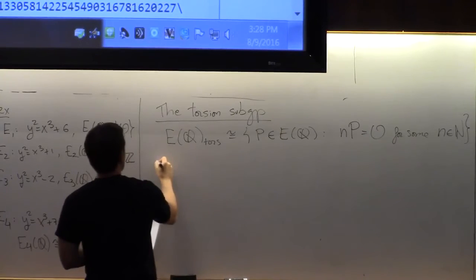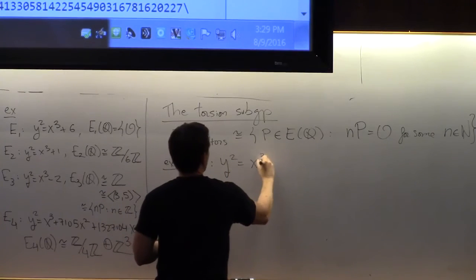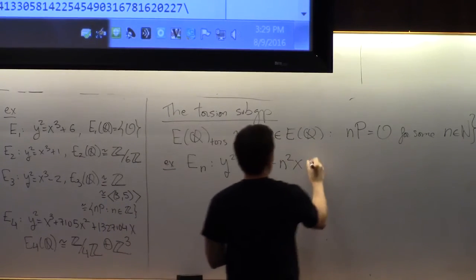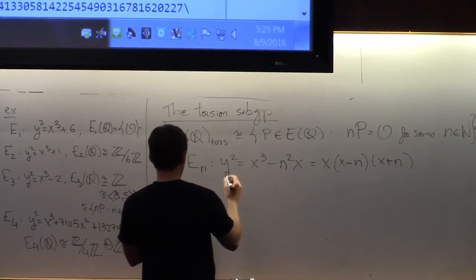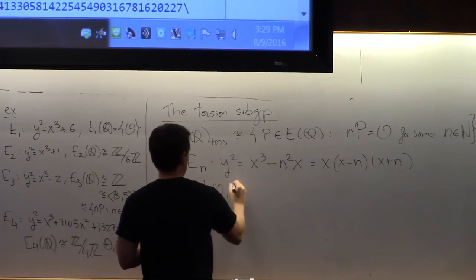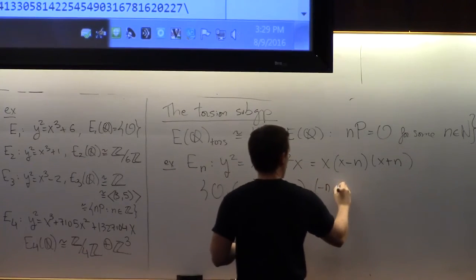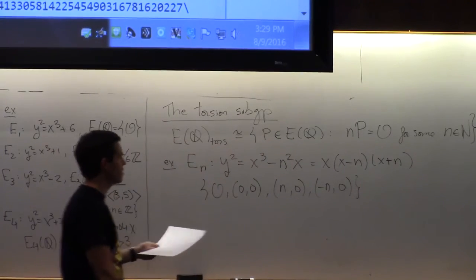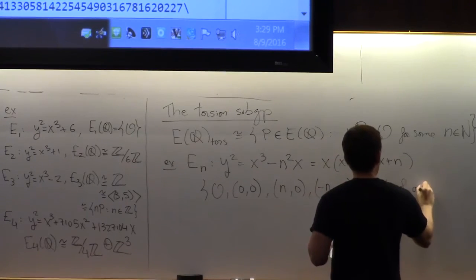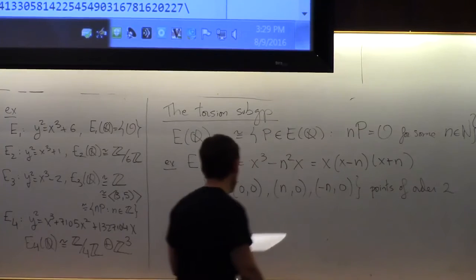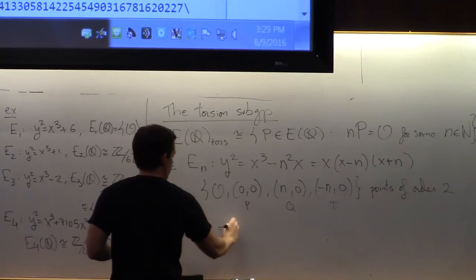So for instance, take the elliptic curve y squared equals x cubed minus n squared x. This factors as x times (x minus n) times (x plus n). Those have points (0, 0), (n, 0), and (minus n, 0). Those are points of order 2. If you call these P, Q, and T, it turns out that P plus Q equals T.